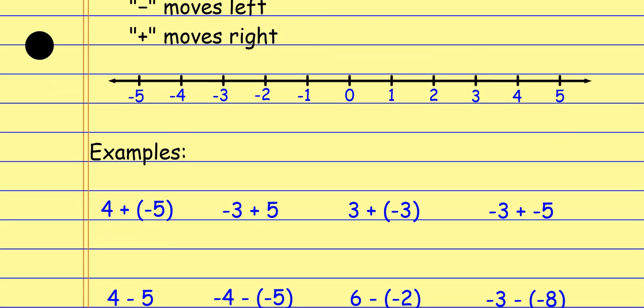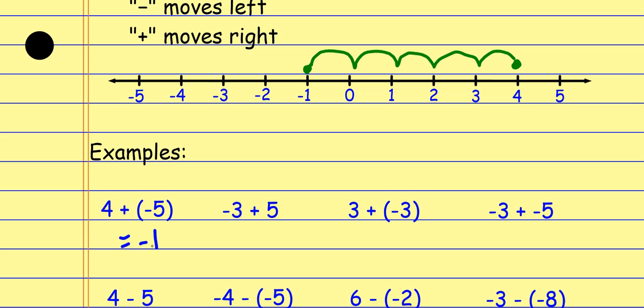For example, if I look at something like this one, I start with a positive 4. So I go 4 to the right. So I go 1, 2, 3, 4, and that puts me right here, right? Puts me at positive 4. But then I have a -5, which means I have to go 5 to the left. Ready? 1, 2, 3, 4, 5. It drops me off right here. So when I add those two together, the result is a -1. Okay?